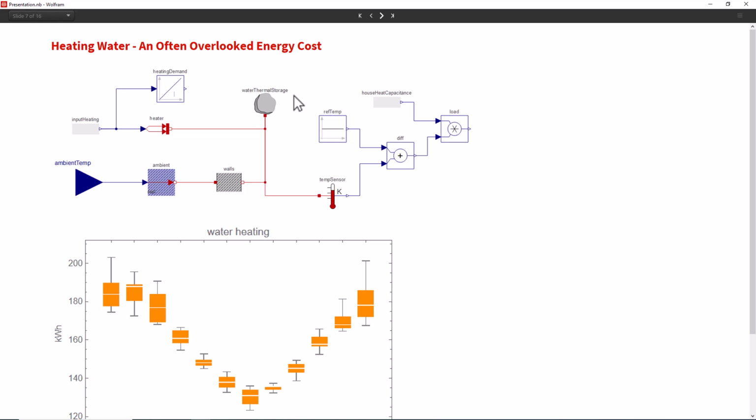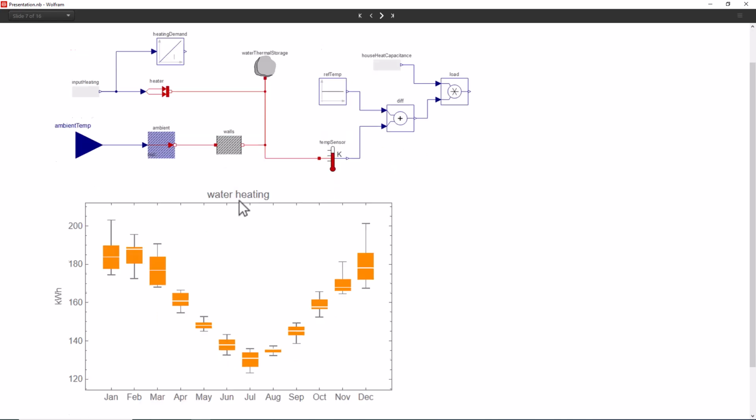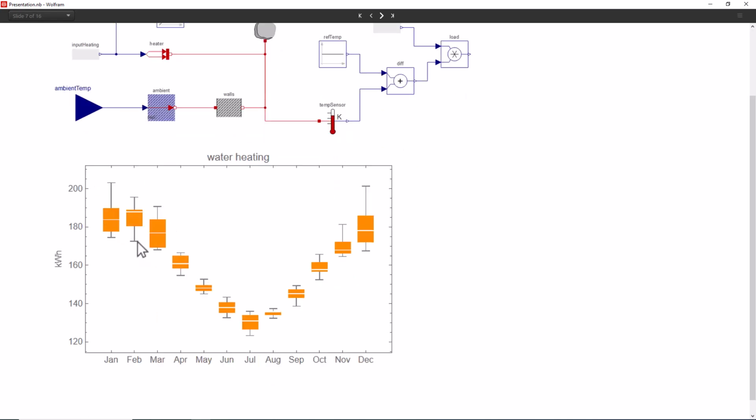As with the previous model, a thermal capacitor is used to represent the thermal capacity of the water, while heat loss occurs gradually to the ambient through the tank's walls. The energy required to keep the water at the target temperature is used to calculate the water heating demand. As you can see, more energy is needed during the winter months, similar to the space heating model. However, unlike space heating, hot water is required year-round, even during the summer.